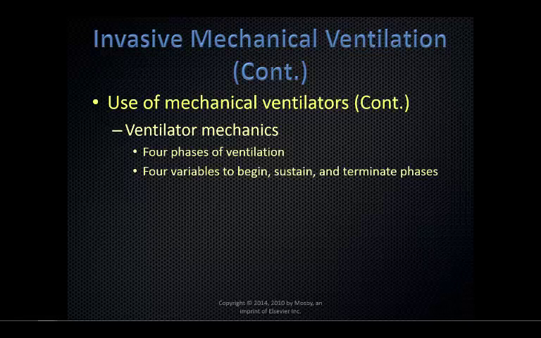The ventilator uses 4 different variables to begin, sustain, and terminate each of these phases. These variables are described in terms of volume, pressure, flow, and time. And I want to say that again because I think it's good to get this committed to memory. The way the ventilator turns on and off the ventilation cycle is by volume, pressure, flow, and time. Each one of those 4 variables is important, and we're going to talk about that a little bit.